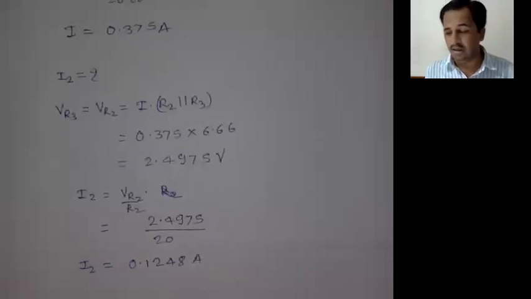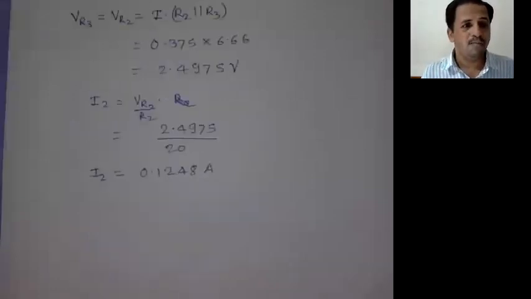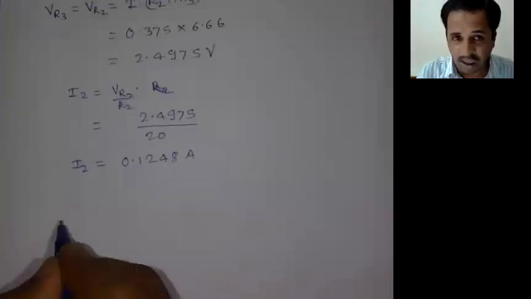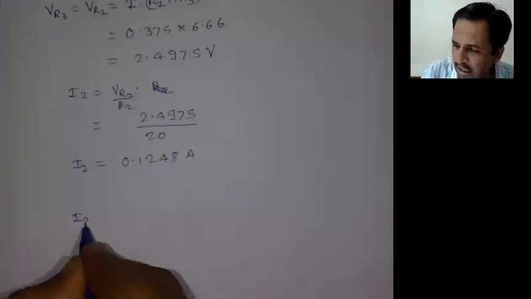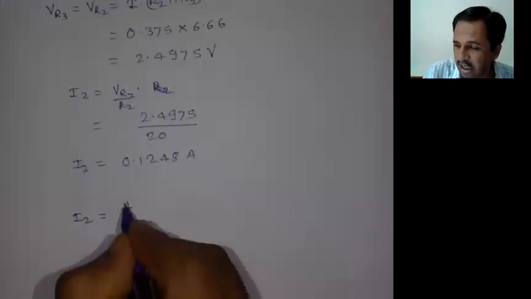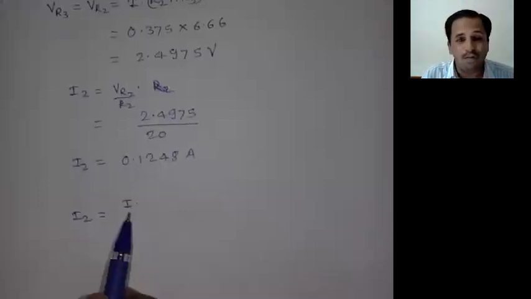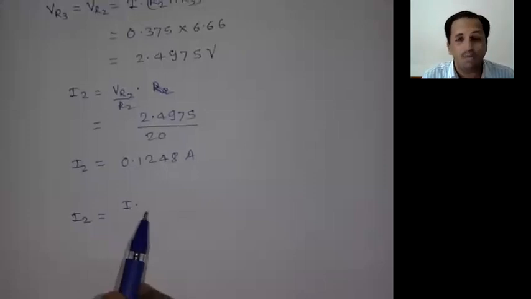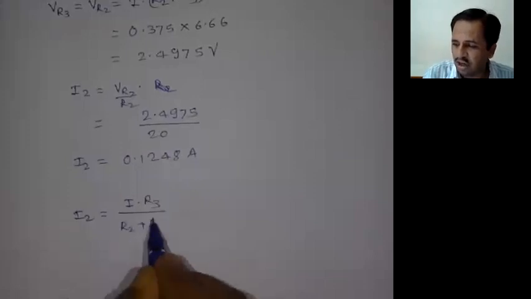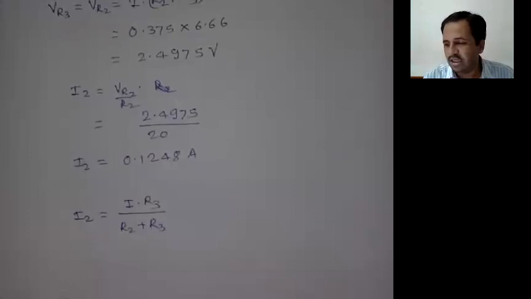Now this can also be solved by using the parallel branch theorem. What is the parallel branch theorem? The voltage across the R2 resistor is equal to the voltage across the R3 resistor, and therefore by using this formula, we can directly write I2 equal to the current I into R3 upon R2 plus R3, instead of the R2 resistance value. Means by using this simple formula, that is called the parallel branch theorem.